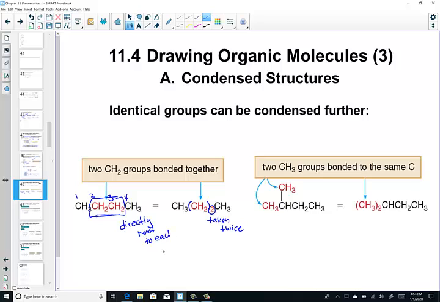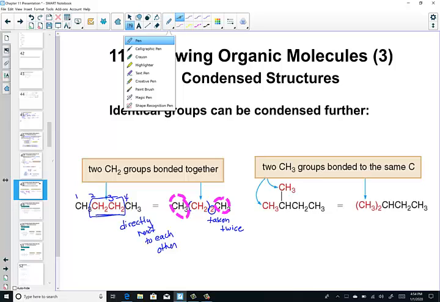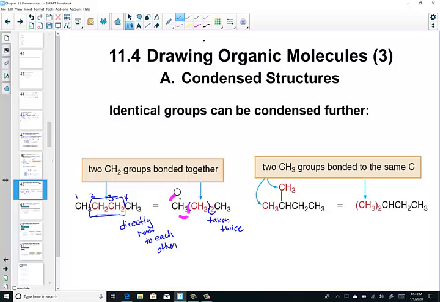In other words, we are not allowed to simplify these little CH3 groups at the end because they're not directly next to each other. It wouldn't make any sense to do that. So to simplify, we make sure they're directly next to each other, attached to one another. Now look at this example.